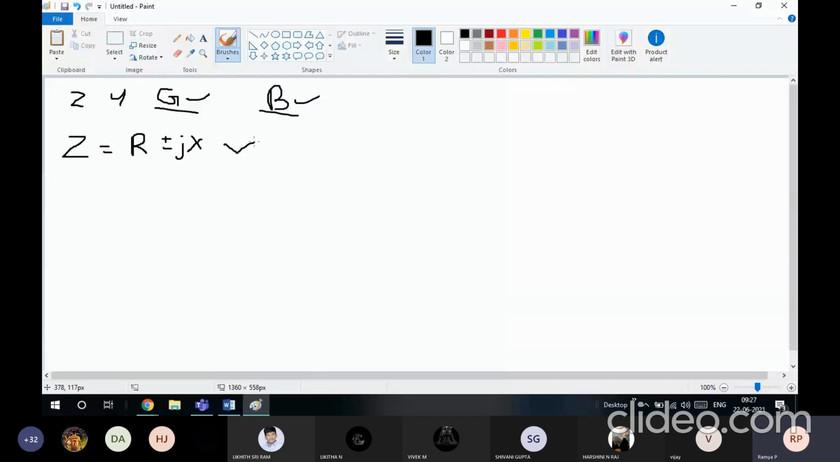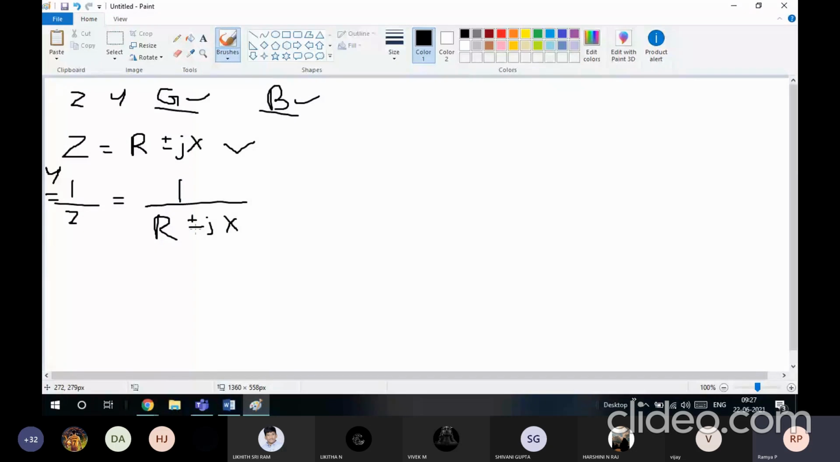Now I know the impedance. What is my admittance? Y is nothing but 1 by Z. So Y = 1/Z. I have the expression for Z, so I will substitute it here. Z is R ± jX. Now, as you have both plus and minus terms, what are you going to do?